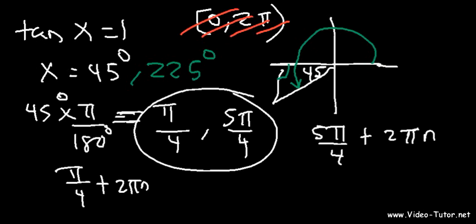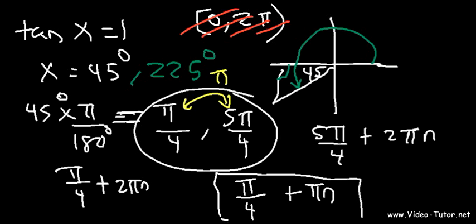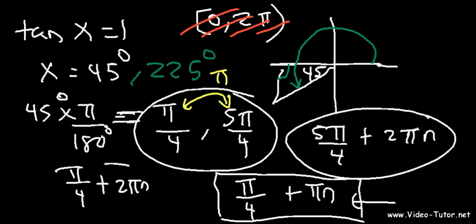And for this one, we can. Notice that pi over 4 and 5 pi over 4 differ by pi, or 4 pi over 4. Because of that, we can write a single equation. We can say pi over 4 plus pi n. If you plug in 1 for n, you're going to get 5 pi over 4. So instead of writing these two separate equations, we can write one equation that will describe all the answers where tangent x is equal to 1.